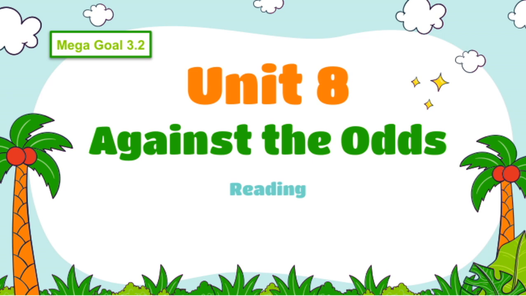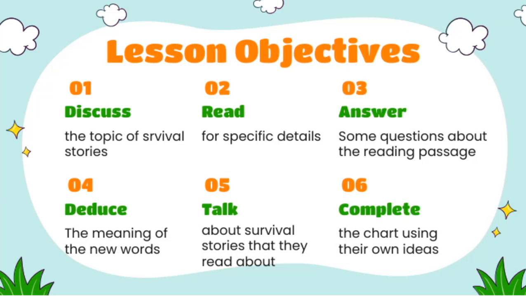We're focusing on Mega Goal 3.2, specifically Unit 8, titled Against the Odds. This session will be all about reading skills, and we're going to explore some inspiring stories and strategies. Over the next few minutes, I'll guide you through what you need to know to understand and master this unit. So let's get started. Let's take a look at the chart on this slide.